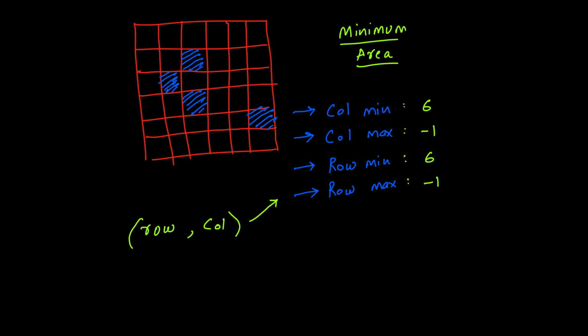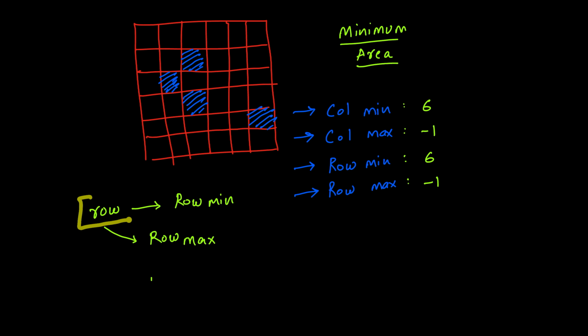If the value of a cell is 1, then we'll compare its corresponding row with row min and row max and column with column min and column max. In comparing row to row minimum, the smaller value should be saved in the row minimum variable to determine the size of the rectangle, and the higher value should be saved when comparing row to row max. Let's take the cell at 1, 2 coordinates to understand this approach better.